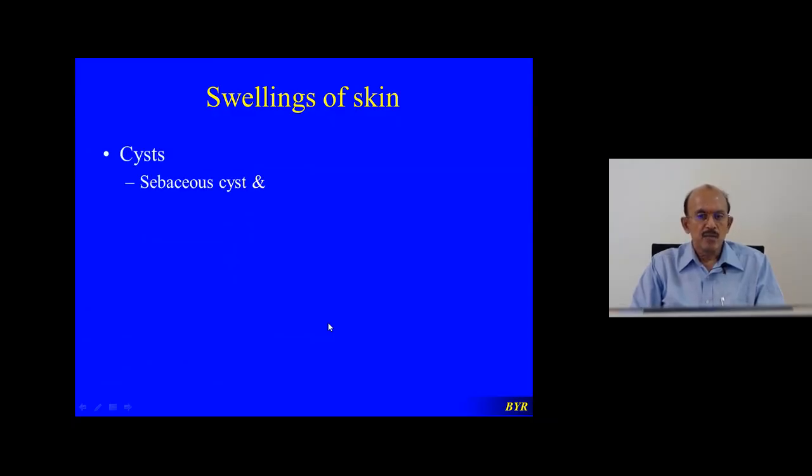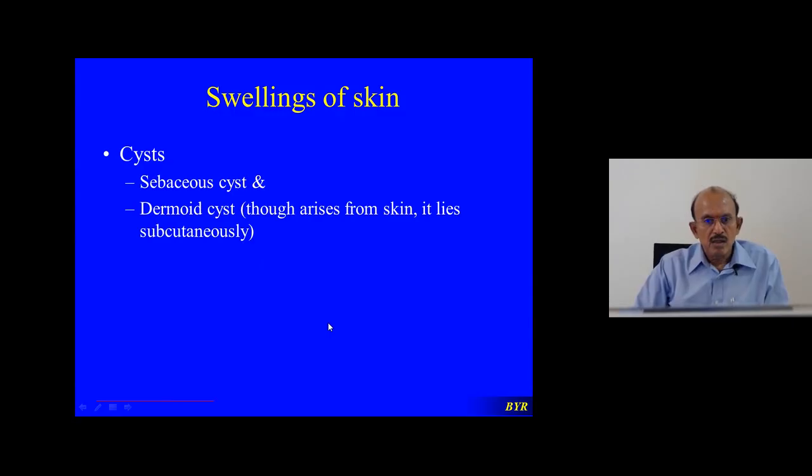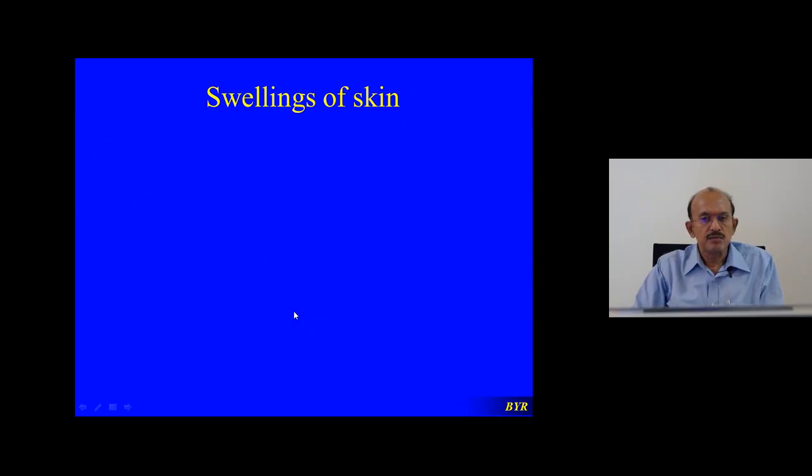Cysts: sebaceous cyst, dermoid cyst. Dermoid cyst is not in the skin. It is a subcutaneous lesion, but it is derived from the skin. That is why it is being included here for our discussion. So though it arises from the skin, it lies subcutaneously. Then hematomas, neurofibroma, hemangioma, and mole.